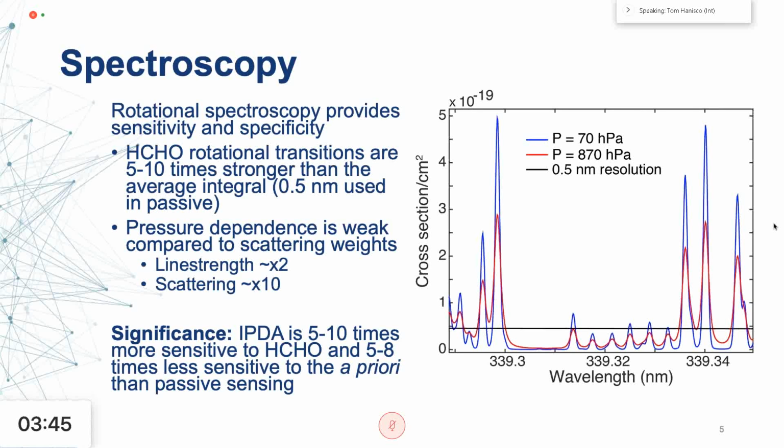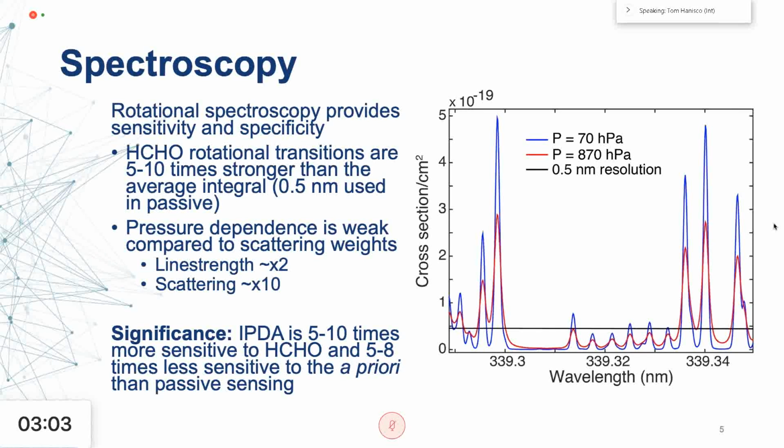The second thing I want to show is the blue and the red lines are measured at two different pressures. One at a low pressure, one at a high pressure, and the high pressure is pressure broadened. But you only see about a factor of 2 difference in these two extreme pressures. One is perhaps the stratosphere and one is the boundary layer. And this is important because with our IPDA technique, we're only sensitive to about a factor of 2 to changes in altitude. Whereas in passive measurements, the scattering weights will change by over an order of magnitude between the upper atmosphere and the lower atmosphere.